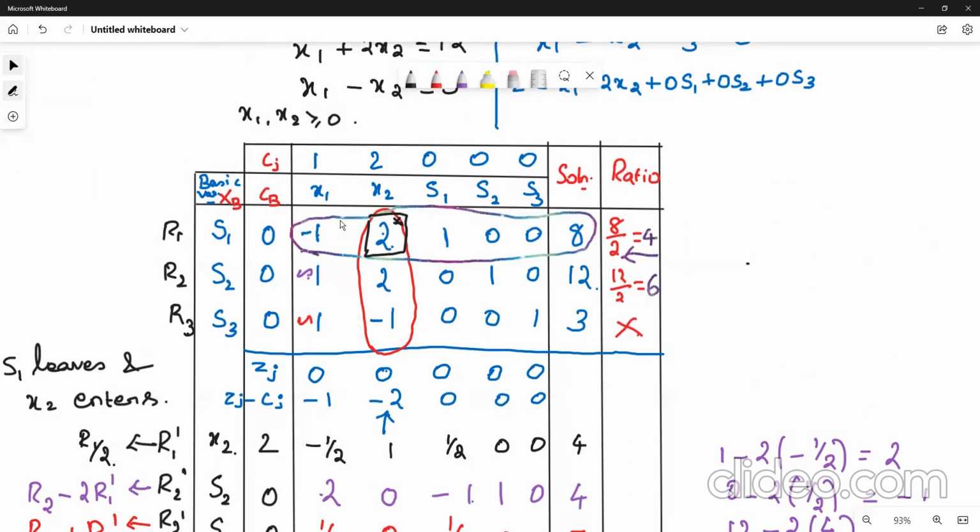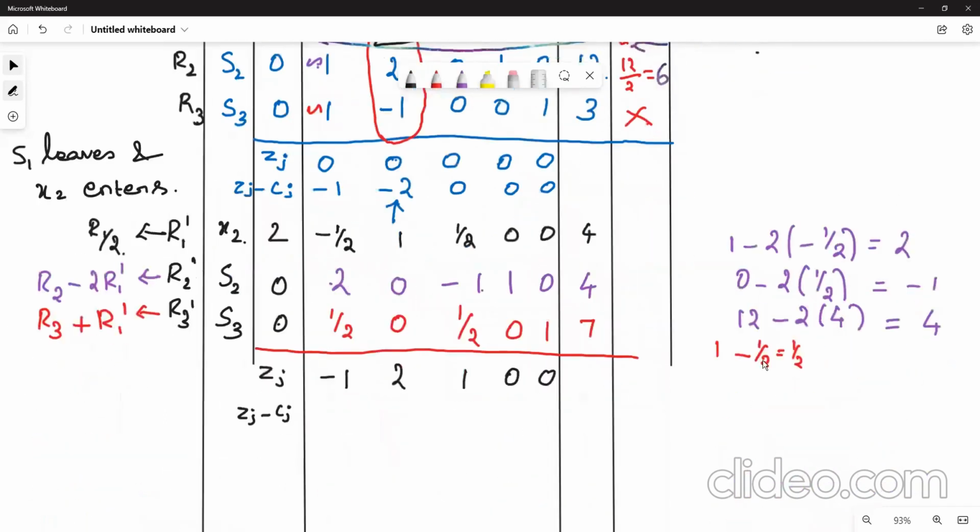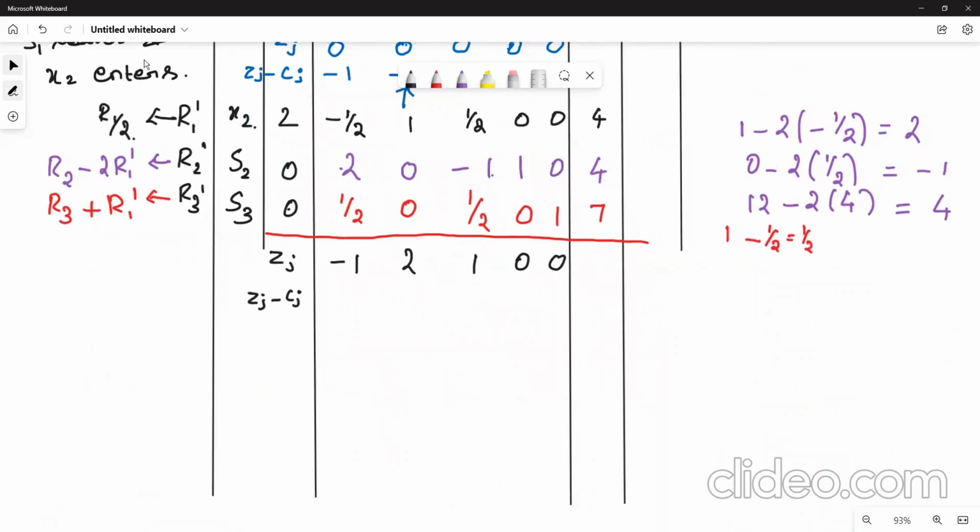So Cj values are 1, 2, 0, 0, 0. So I have to subtract this Zj value with the Cj value got. So minus 1, minus 1, so minus 2. 2 minus 2, which is 0. 1 minus 0, that is 1. 0 minus 0, 0, 0 minus 0, 0. So this is my Zj minus Cj. Next, find the most negative value. Most negative, only negative here is minus 2.